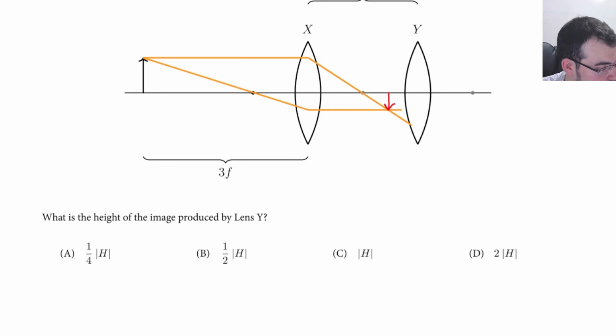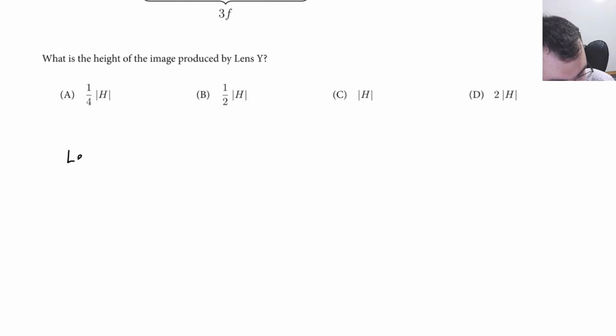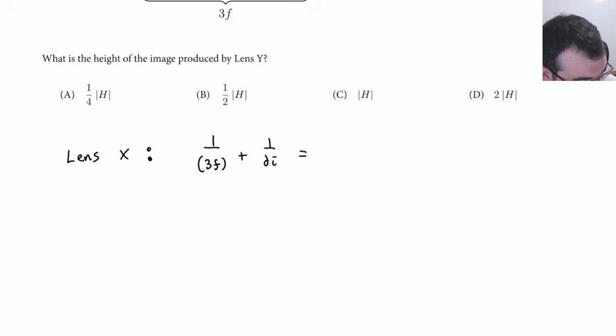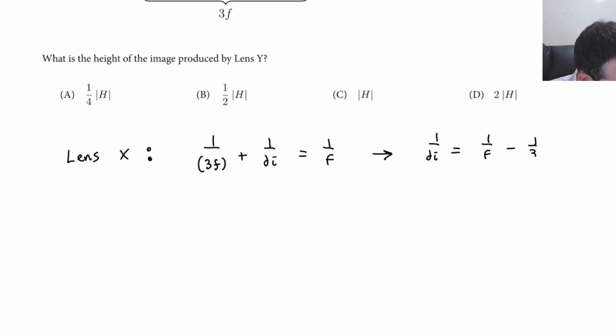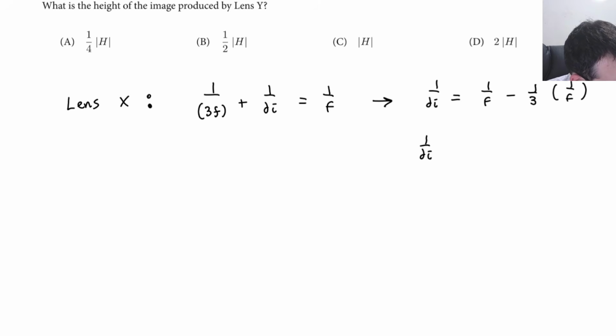Okay, so I think we'll just go by solving this in a chain. So we know we're just doing the thin lens equation. So this is lens X. So 1 over the object distance, which was 3F, plus 1 over the image distance equals 1 over the focal length. So we know that 1 over di would be equal to 1 over f minus 1/3 times 1 over f. So we'd get 1 over di equals 2/3 times 1 over f. So di is equal to 3/2 f.